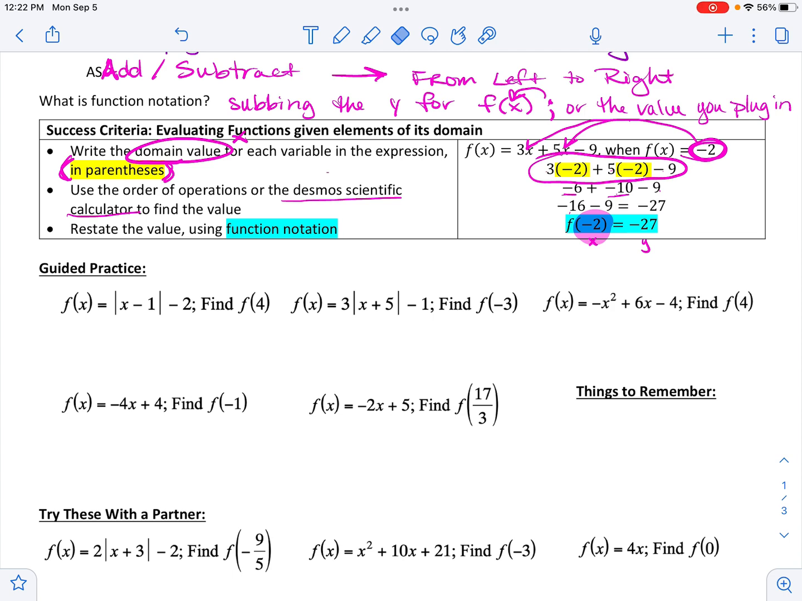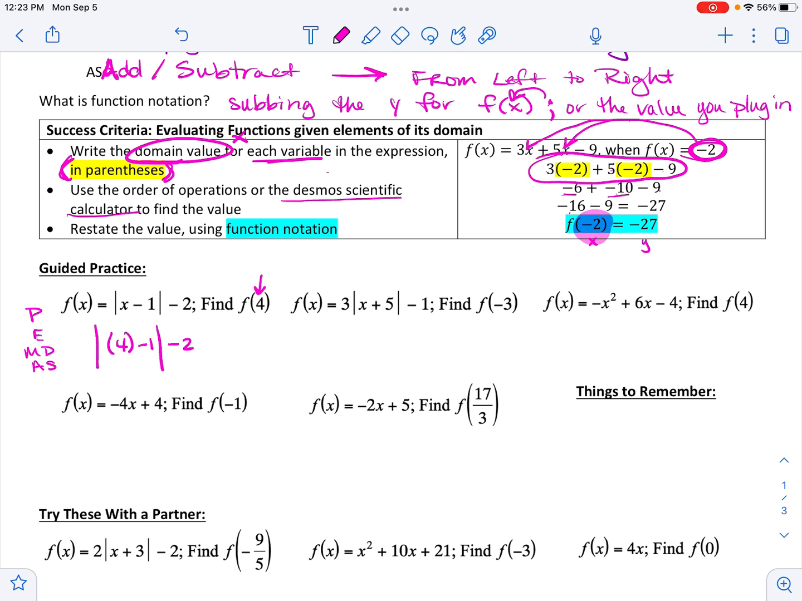It says write the domain value. That is 4. So we're going to write the number 4 inside parentheses for each x, or each variable, in the expression. I'm simply going to write my absolute value symbol. I put 4 inside my parentheses, -1, -2. And then I use the order of operations. So I'm going to do PEMDAS.